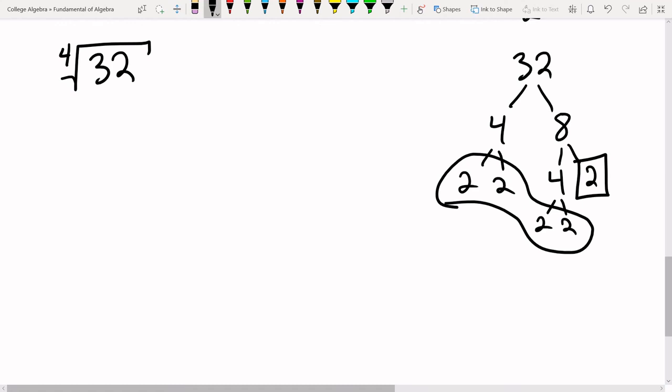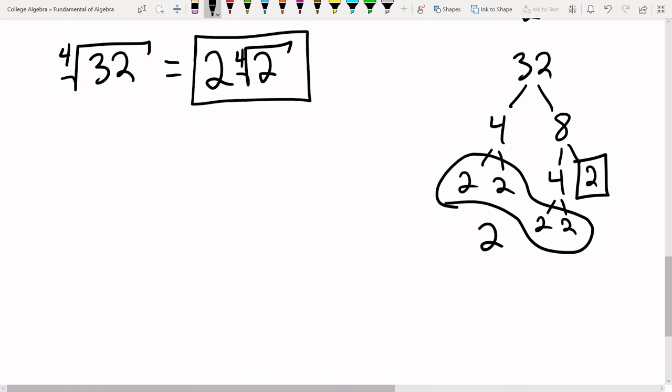This means we can put a single 2 on the outside of the radical. That's because we found a single group of 4 numbers that were the same. So we have 2 on the outside, and then we have a 2 on the inside, and this is under the radical of 4. And this is the simplified version of the fourth root of 32.